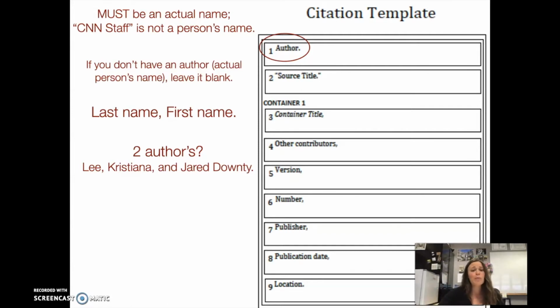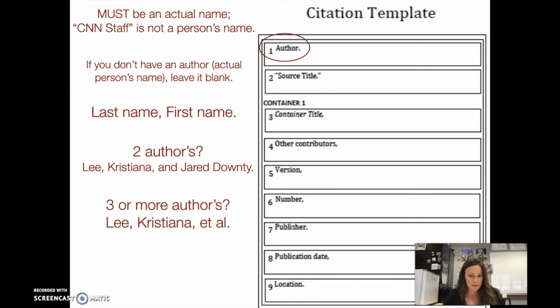If you have three or more authors, it gets a little bit easier, because then you would put the last name of the first person mentioned, so Lee, comma, Christiana, comma, et al. And et al. basically means and everybody else. So the first person and everybody else, that's who wrote it. All right, so you would format it exactly like that. Then again, please end with a period. So that's the author. If you have an author, that's what you need to do with it. If you don't have an author, leave it blank.